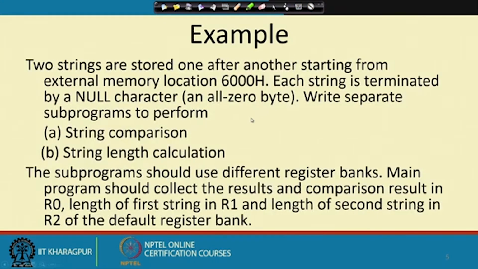So, this program is slightly complex. Here it is a string manipulation program, and there are two strings stored one after another starting from external memory location 6000 hex, and each string is terminated by a null character, that is a 0 byte. Then we have to write two separate subprograms for doing this thing.